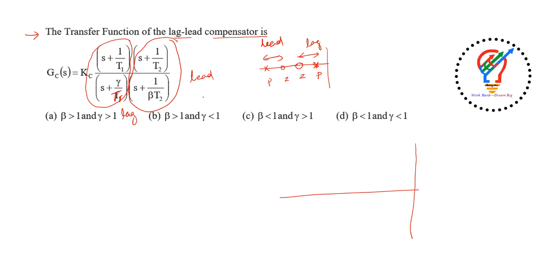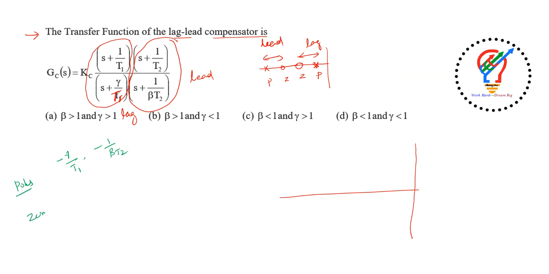As per this concept, who is going to be first here? There should be a pole. What are the poles here? We have two poles. The first pole is minus gamma by T1, and the second is minus 1 by beta T2. So these two are the poles.